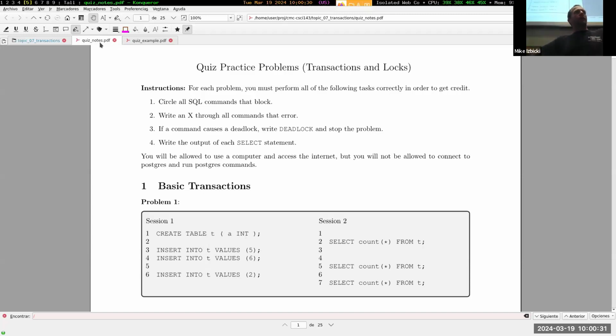Any questions about just administratively where we're at before we start into this file here?